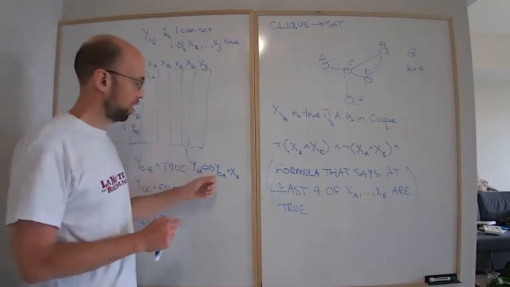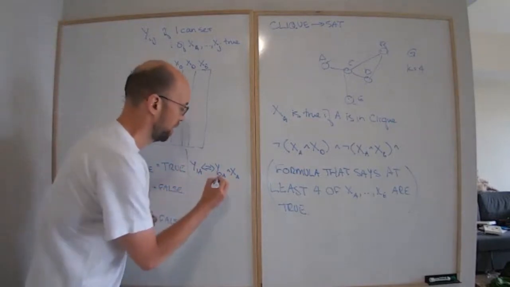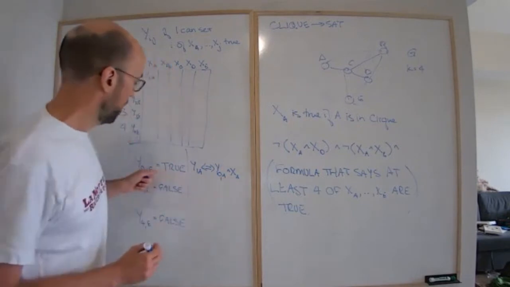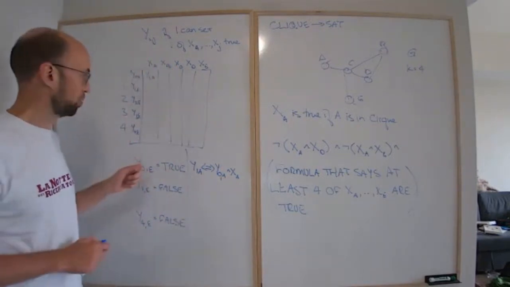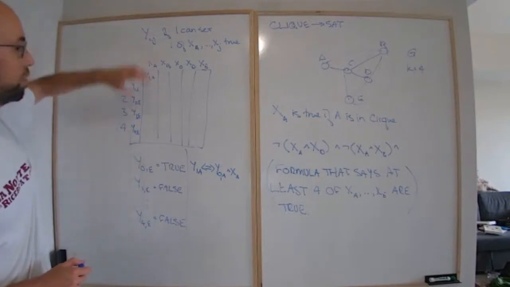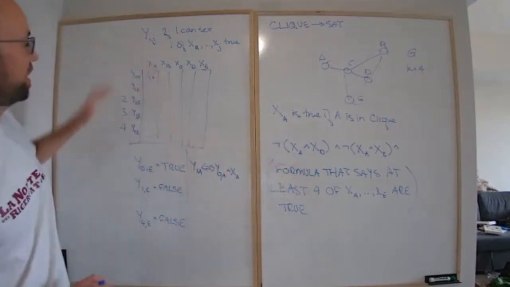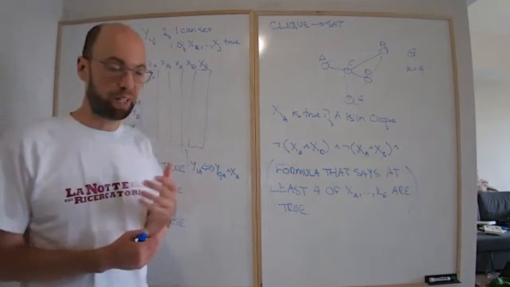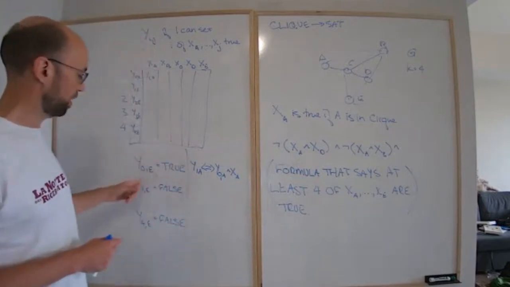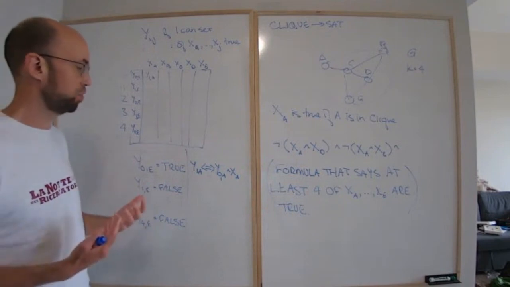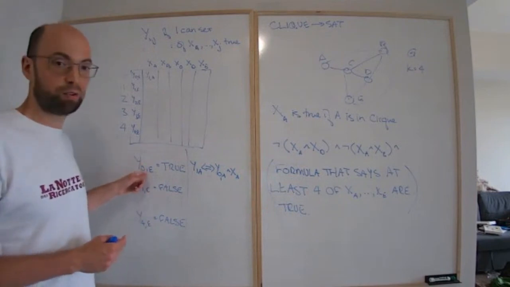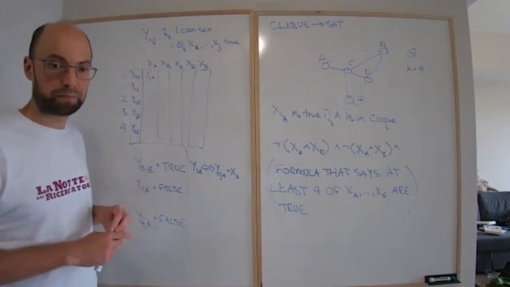So what I'm trying to say is, before I consider any of the variables, I cannot get a variable to be true. I cannot get one variable to be true. I cannot get two variables to be true. I cannot get four variables to be true out of no variables. But I can get zero variables out of no variables.